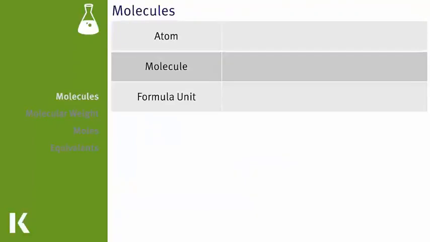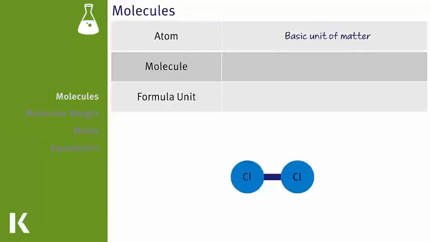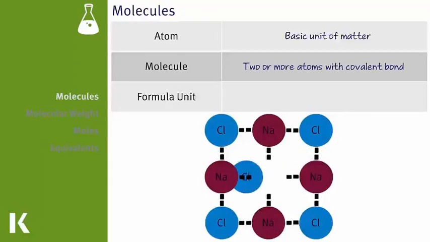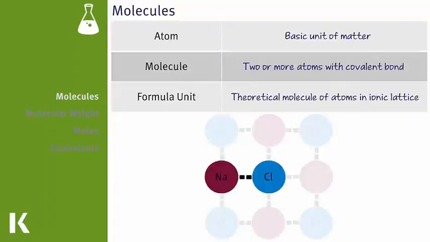In order to understand molecules, you first need to understand atoms, which as far as the MCAT is concerned are the basic unit of matter, such as this single atom of chlorine shown below. A molecule is simply 2 or more atoms connected by a covalent bond, such as this molecule of chlorine gas. Formula units are a bit more complicated because they have ionic bonds, which normally make up these large, complex lattice structures, such as the block of salts shown below. However, the formula unit is simply the theoretical, simplest molecule you could make out of this large ionic lattice.